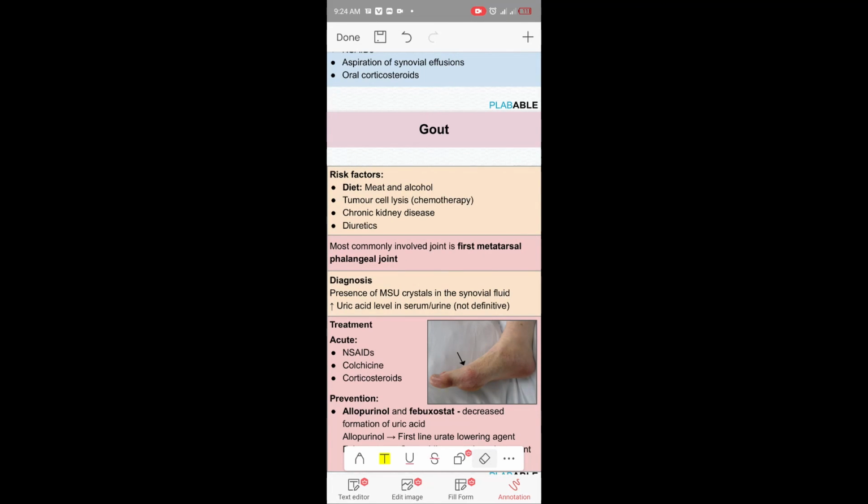That is by joint aspiration. There you're going to see the monosodium urate crystals that are negatively birefringent. You need to remember this: negatively birefringent monosodium urate crystals. That you're going to see.